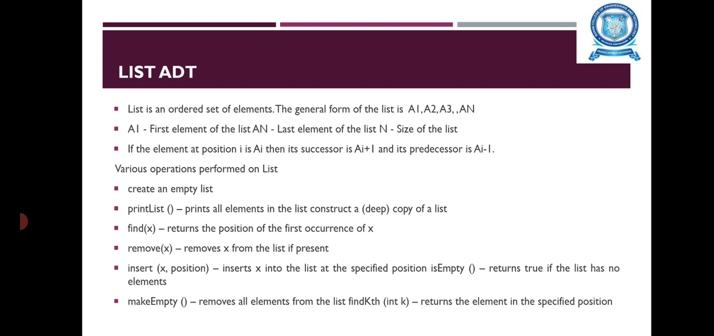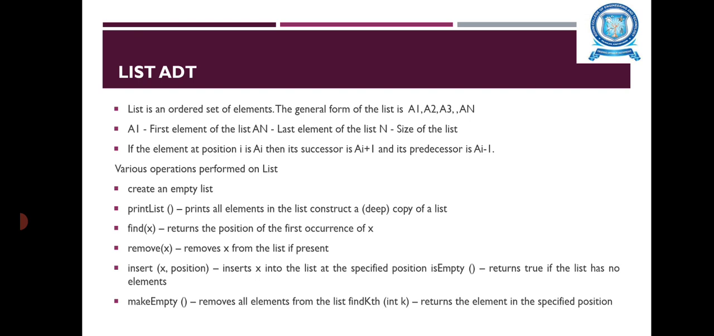The list ADT means list is an ordered set of elements. The general form of list is A1, A2, A3, like this up to AN. Here A1 is the first element of the list, AN is the last element, and N is the size of the particular list. If the element at position i is Ai, then its successor is Ai+1 and the predecessor is Ai-1.